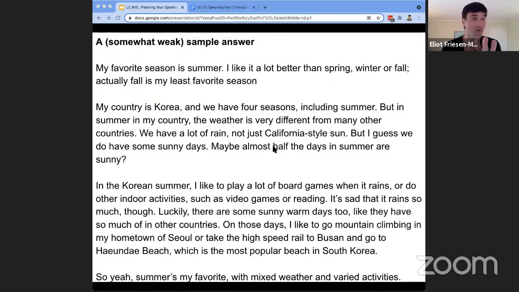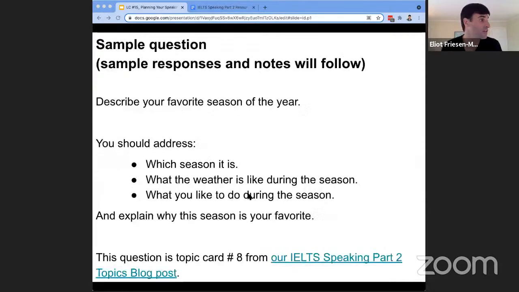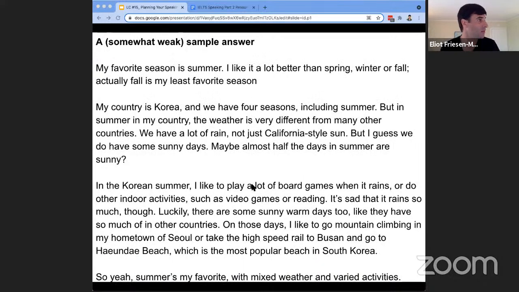We're talking about Korea. We're talking about seasons we don't like. There's a lot of extra words in there that don't necessarily help us to answer the questions on the screen. Okay, we've got information about what the weather is like, right? Here in the second paragraph, we have four seasons, including summer. But in summer in my country, the weather is very different from many other countries. We have a lot of rain.